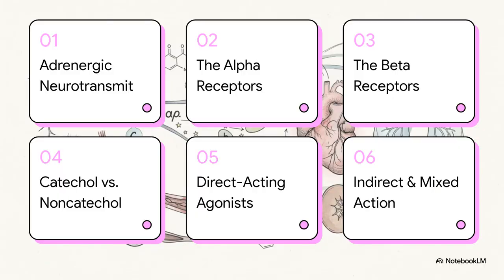Okay, so to really get a handle on these drugs, we've got to build from the ground up. Here's our game plan. We'll start with the basic neurotransmission process, then we'll meet the key players, the alpha and beta receptors. After that, we'll get into the chemistry, comparing catecholamines and non-catecholamines. And finally, we'll bring it all together by looking at direct-acting, indirect, and mixed-action agonists.